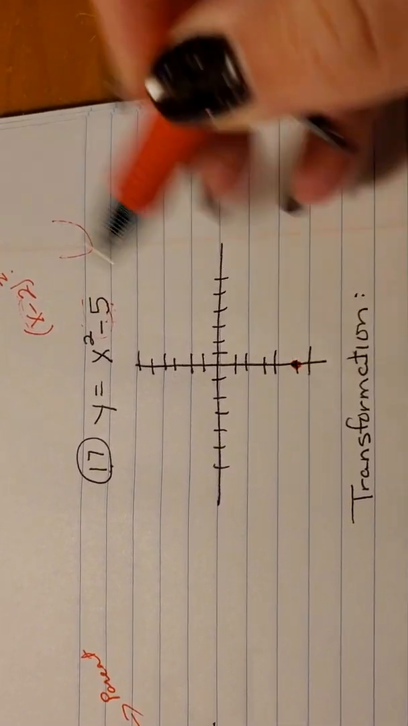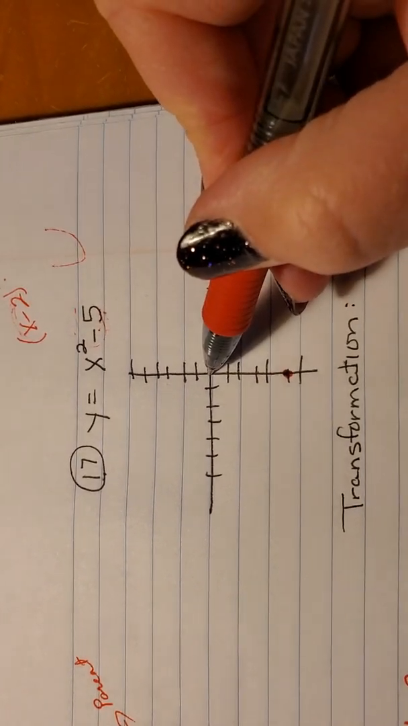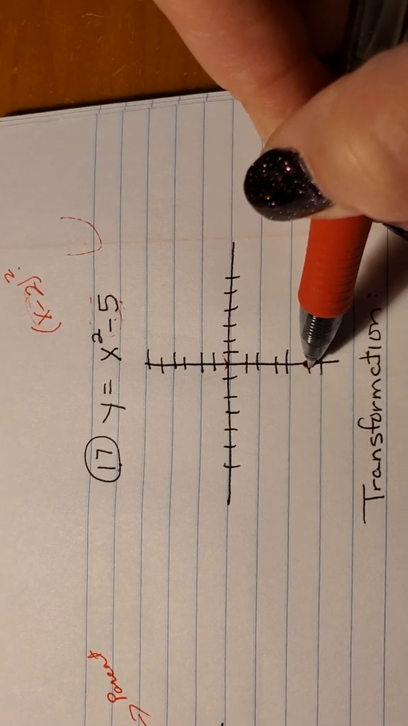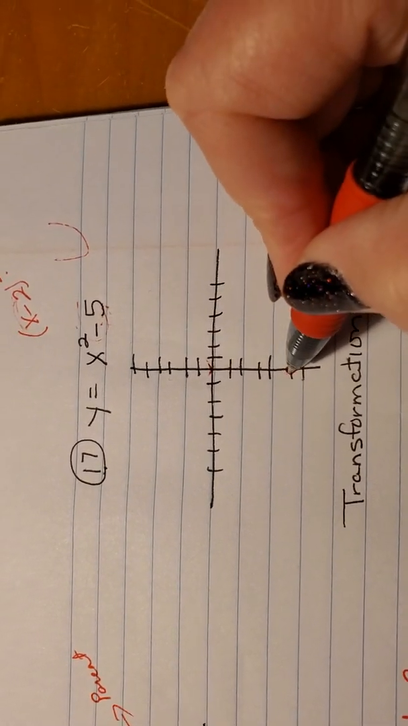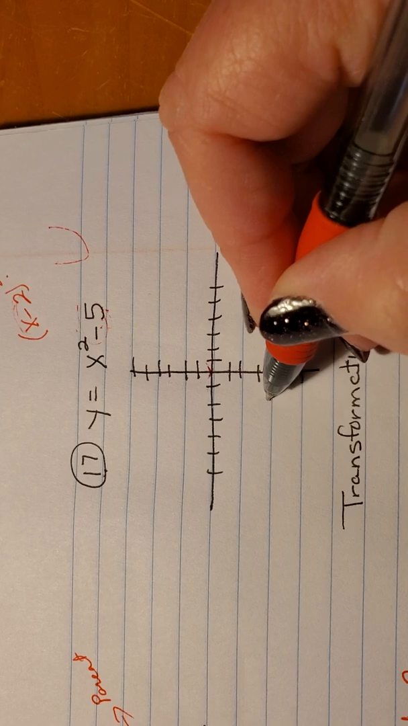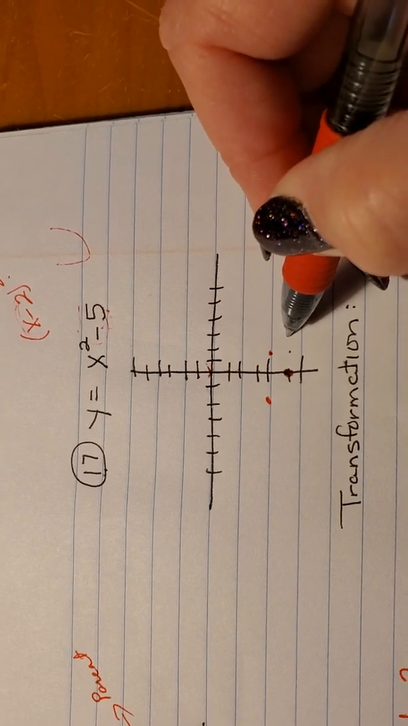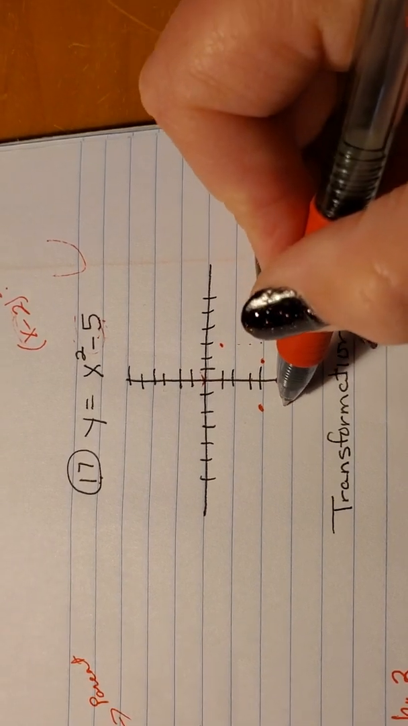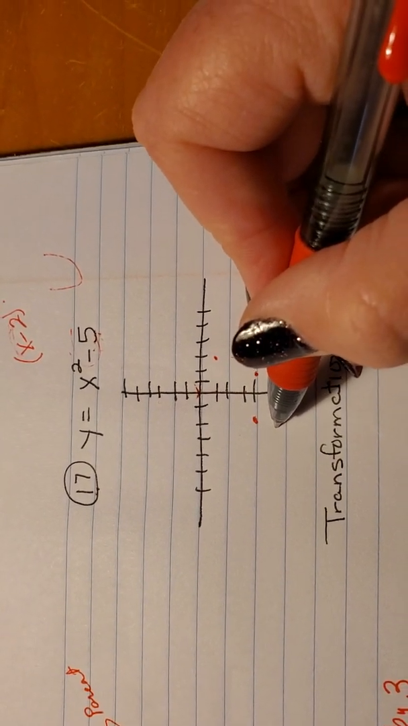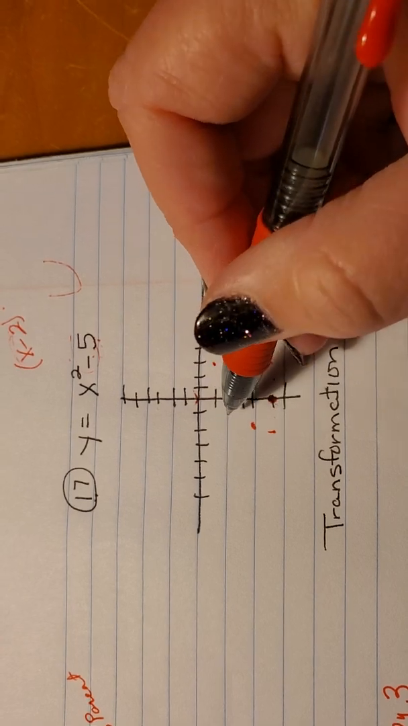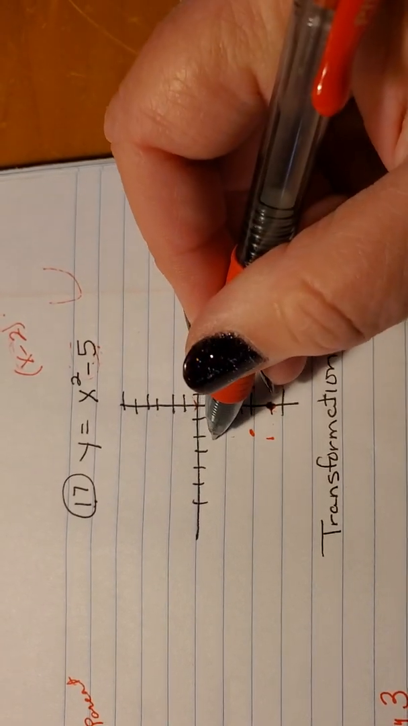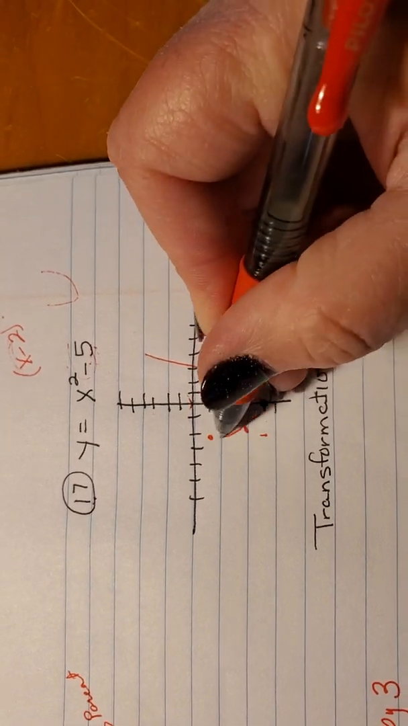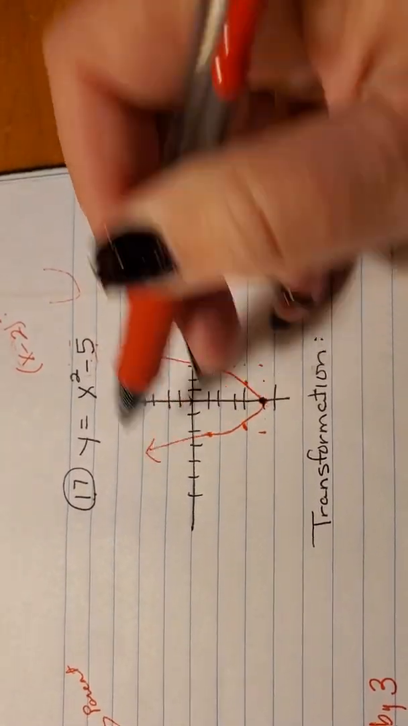That's where our new vertex is, because remember, for the parent function, it's always going to start at 0, 0, and it just looks like that. Here, it's going to shift down, and then it's going to go up 1 over 1, up 1 over 1, and then over 2 and up 4. 1, 2, 3, 4. 1, 2, and then 1, 3, 4. There we go. Okay, kind of rough looking, but you get the idea.